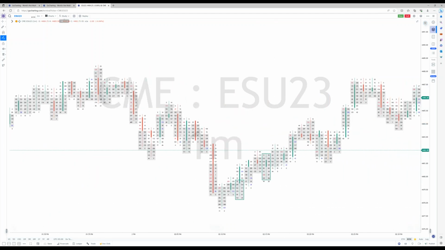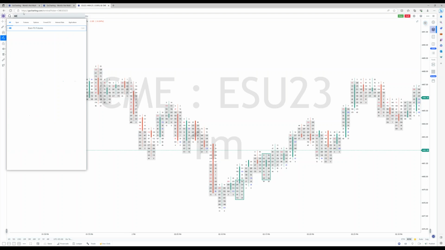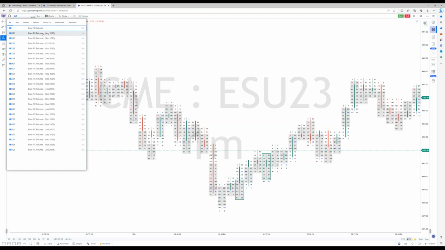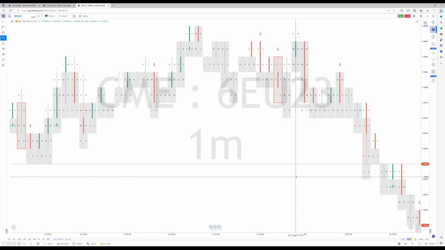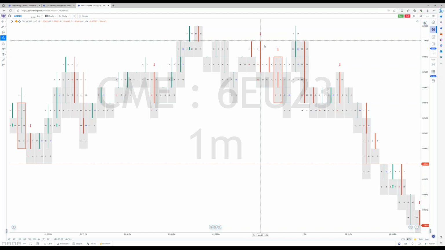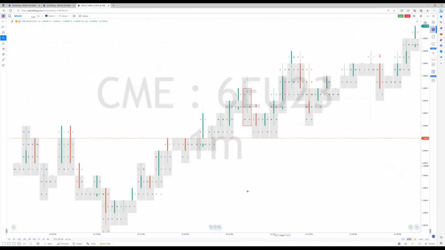Let me just pull up another market. As I said, on E-minis, you don't get a lot of them during the day. But again, like I said, not everybody just trades E-minis, right? A lot of people trade currencies. Okay, so you can see here, zero print, zero print, zero print, and the market's going down.